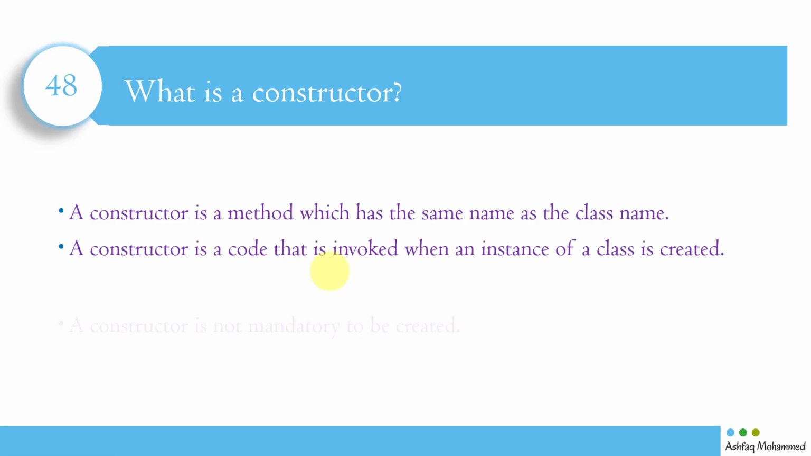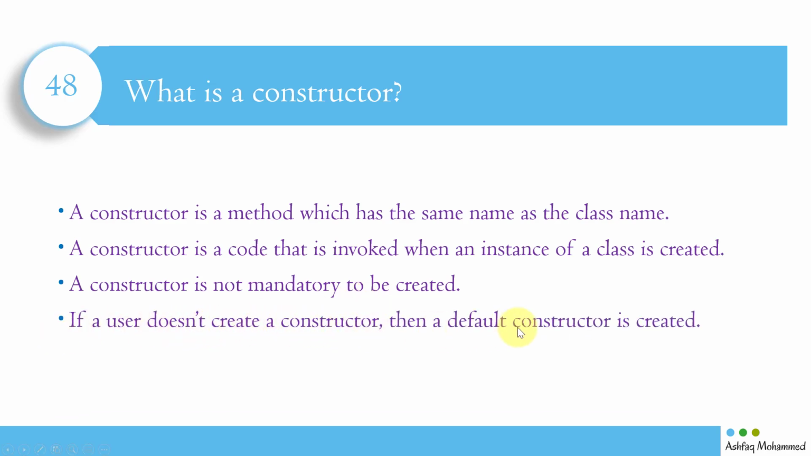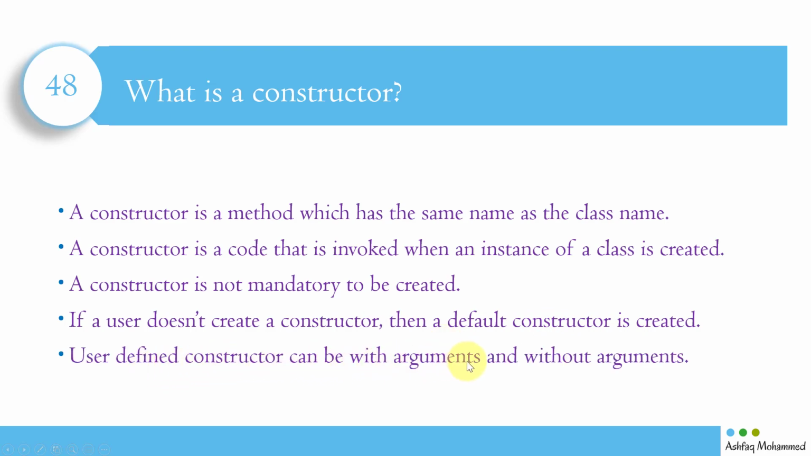So a constructor method is not mandatory to be created. If you don't create a constructor, that's fine. Only if we need it, it will be created. But behind the scenes, if you don't create it, the compiler creates the constructor itself. So if a user doesn't create a constructor, then the default constructor is created. User defined constructors can be with arguments or without arguments. A user defined constructor is the constructor which you have created. If you don't create any constructors, the system will create one by itself. That is nothing but the system defined constructor.